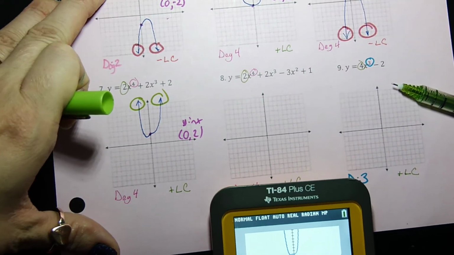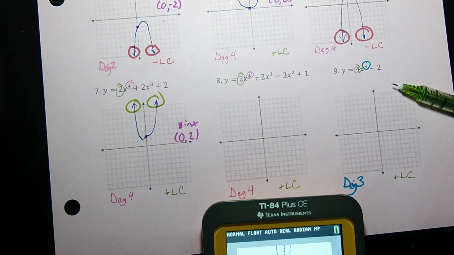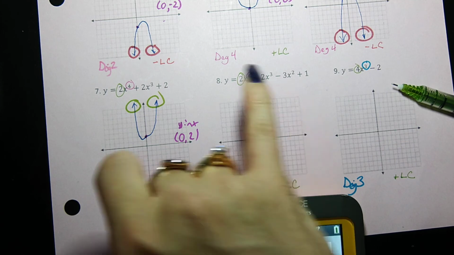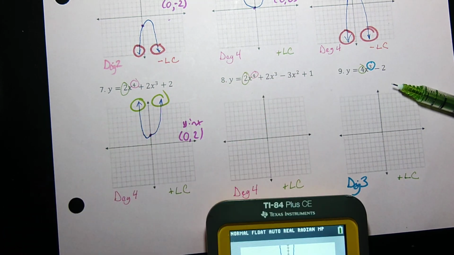I want you to take a look at number 8. What's the y-intercept going to be for this one if we cover up all the x terms? 1.